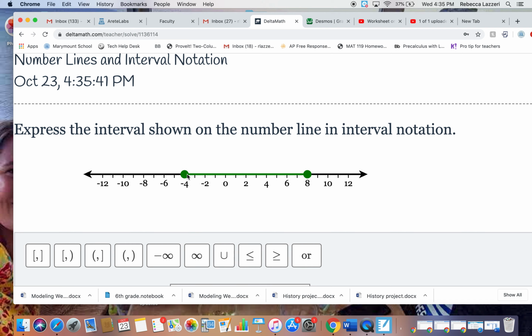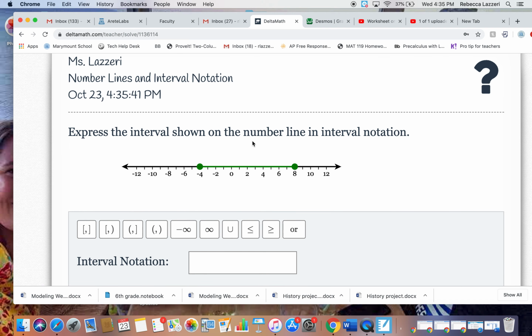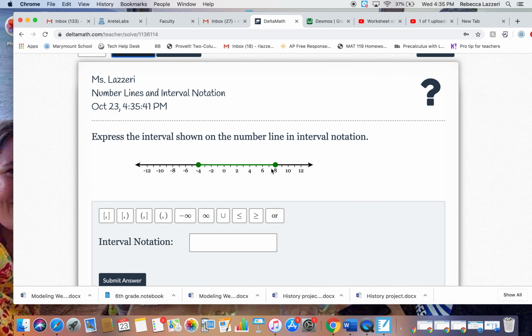Okay, I need to do this one. If you look at it, it's from negative 4 to 8. So I'm going from negative 4 to 8, and I'm going to use this because they're both closed. So I'm going from negative 4 to positive 8. These are both closed circles, so I'm using the brackets.